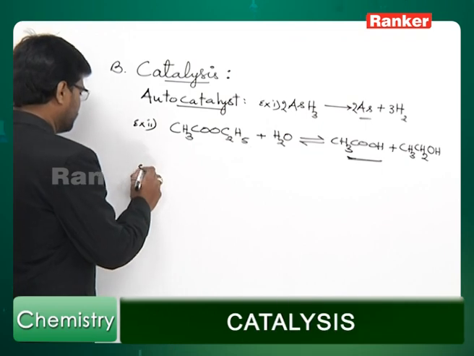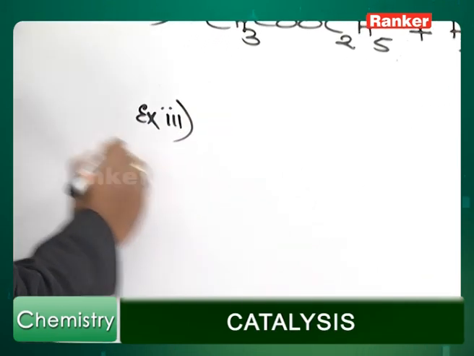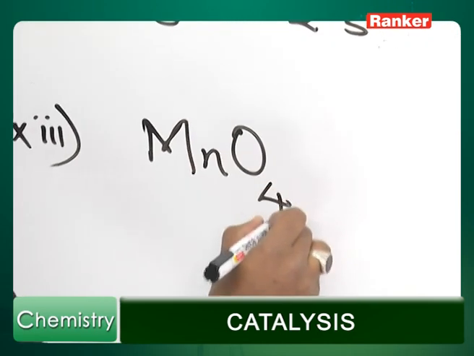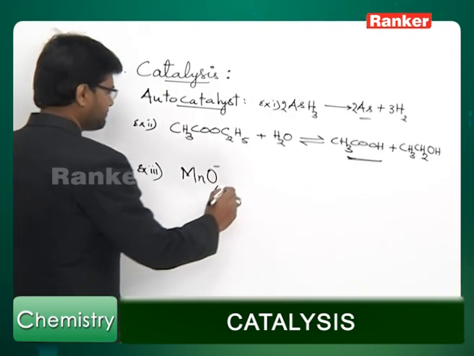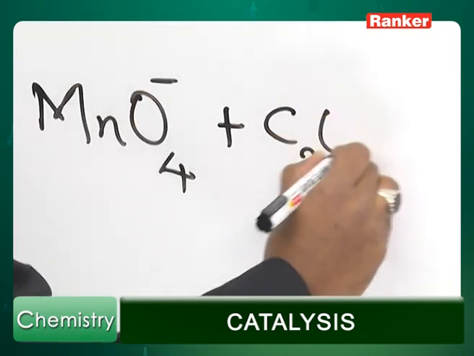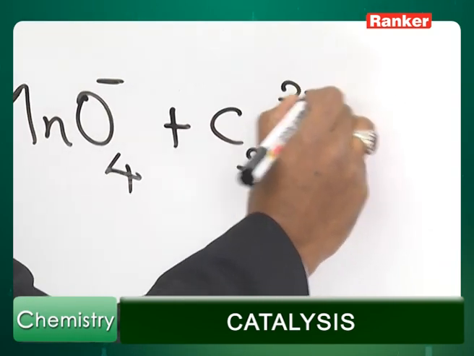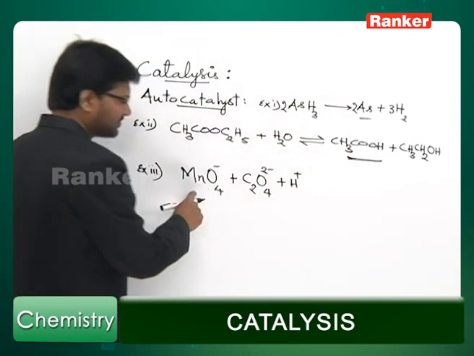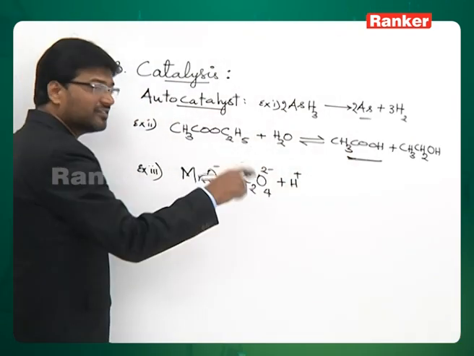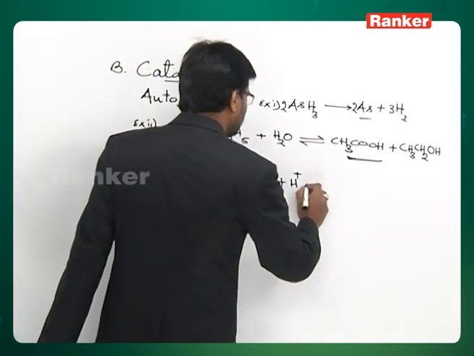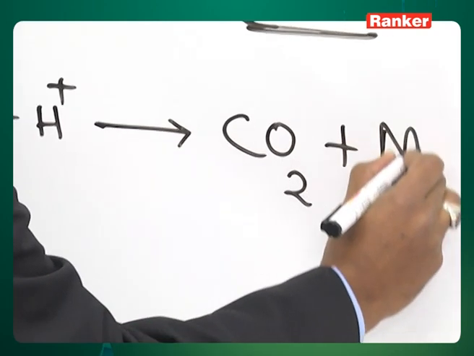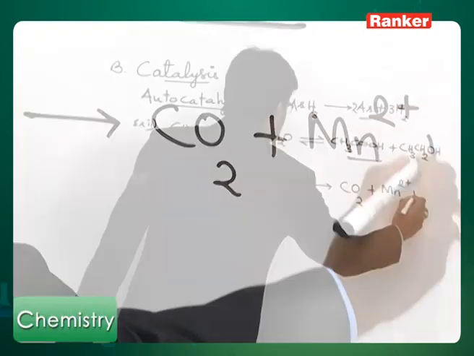I want to give you one more example, please. This is permanganate and this is oxalate. This acts as the oxidizing agent. This is the substance which is getting oxidized, and when it gets oxidized, the substances formed are carbon dioxide, Mn2 plus and water.